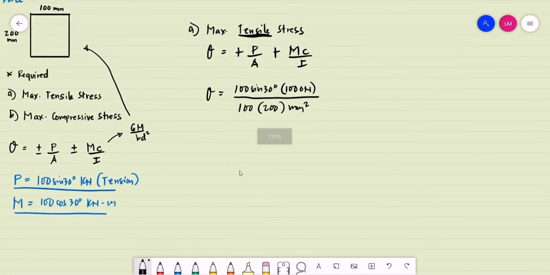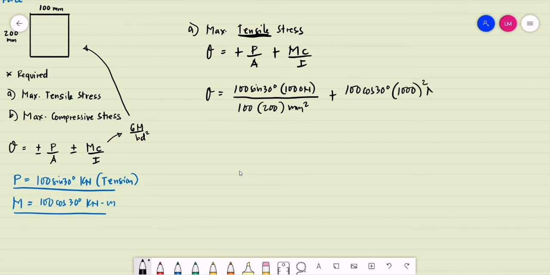Then, for the bending stress, we are considering the positive bending stress for tension, that is plus. The magnitude of the moment is 100 cosine of 30 degrees. This is in kilonewton meters. We are multiplying by, let's say, 1,000 squared for the unit to be in newton millimeters.